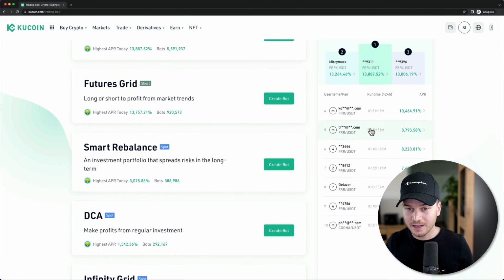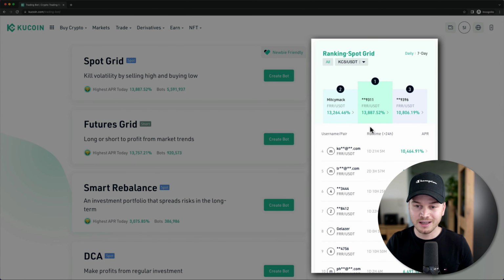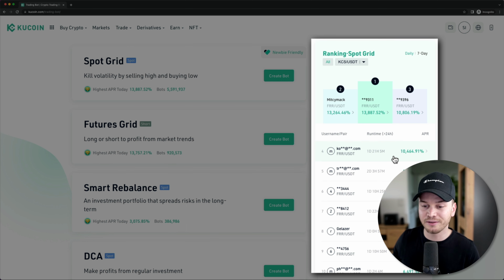So on the right side, you have some rankings, and there you probably think this is crazy. Like, how do they get so many percent gains on using this bot? So these are annualized returns. So if some bot makes like 10% in a single day, then they will calculate it as if this bot would make 10% every single day. So don't let yourself be thrown off by these numbers right here. This is definitely not realistic to get those returns.